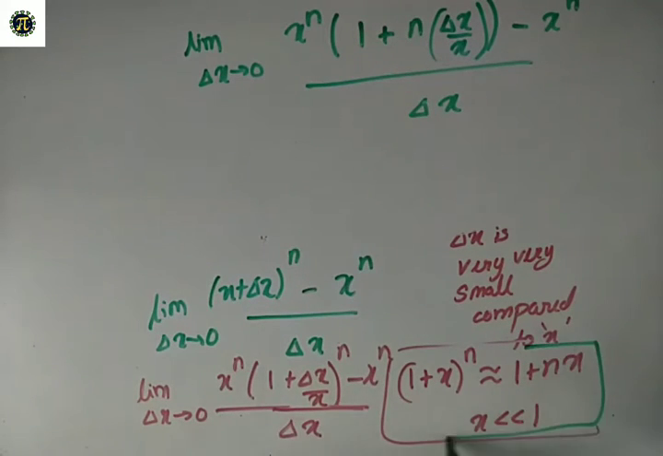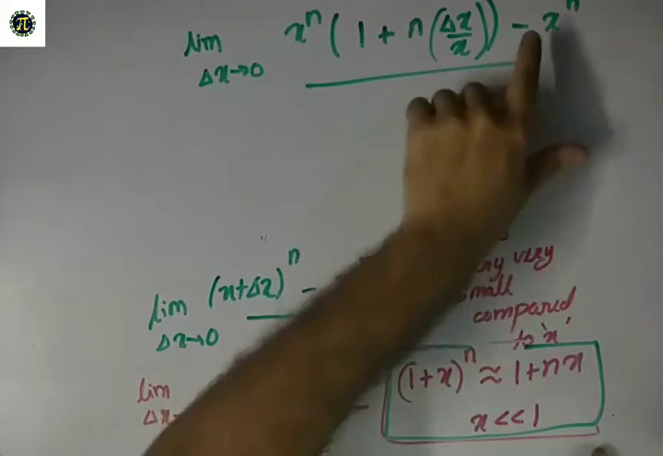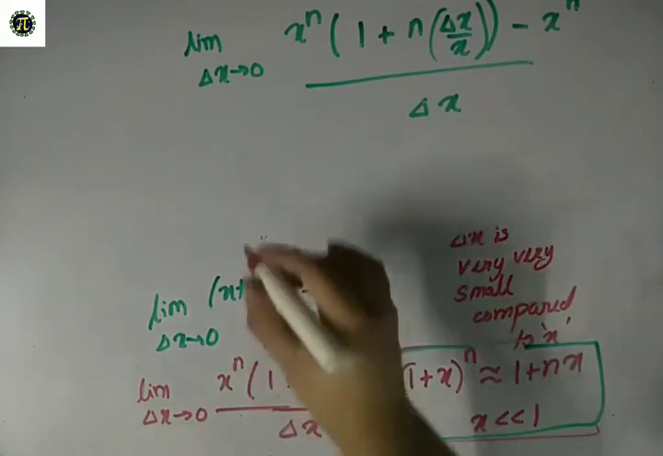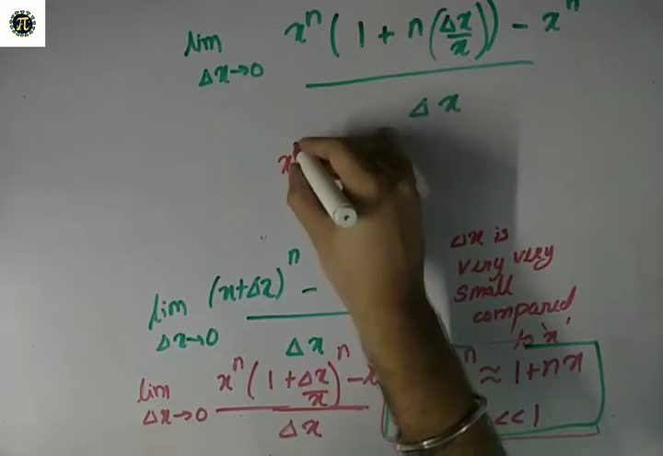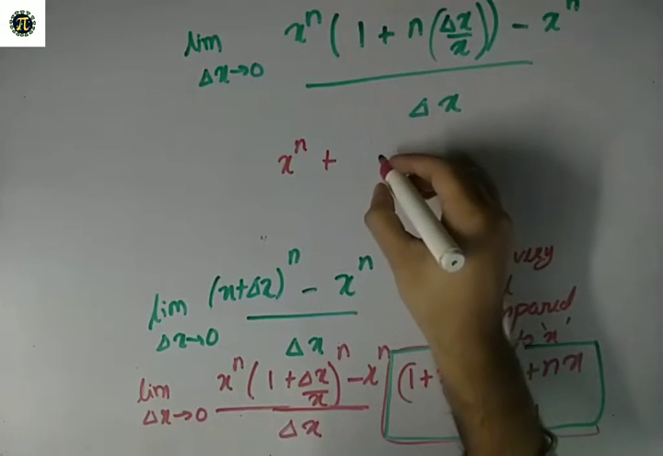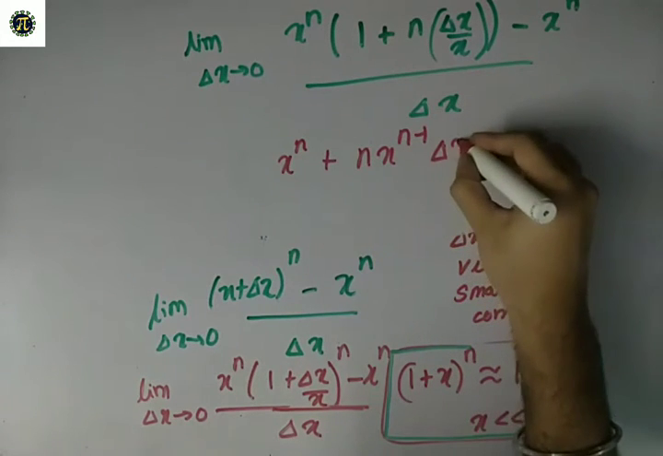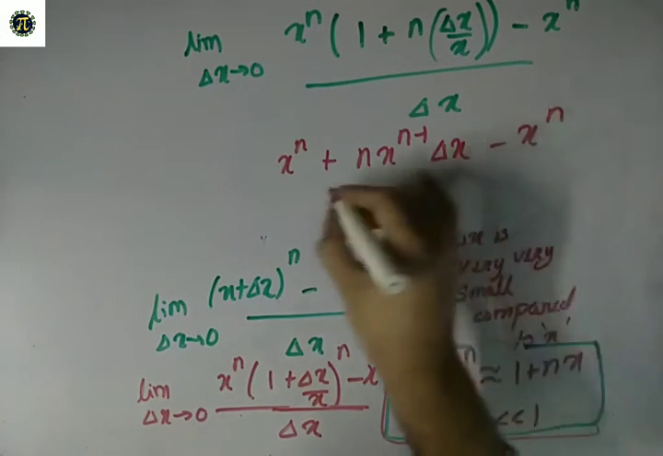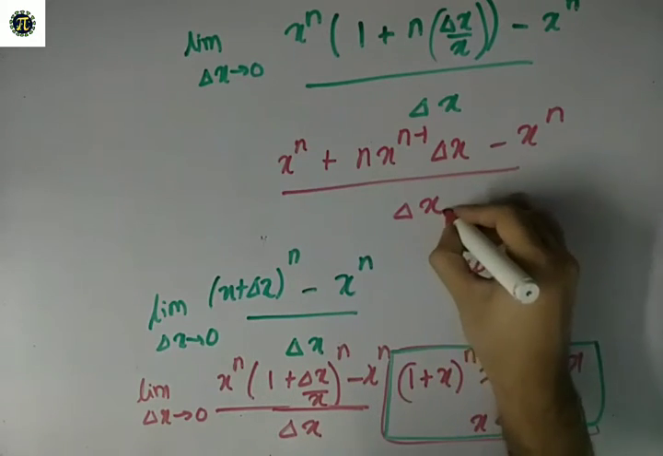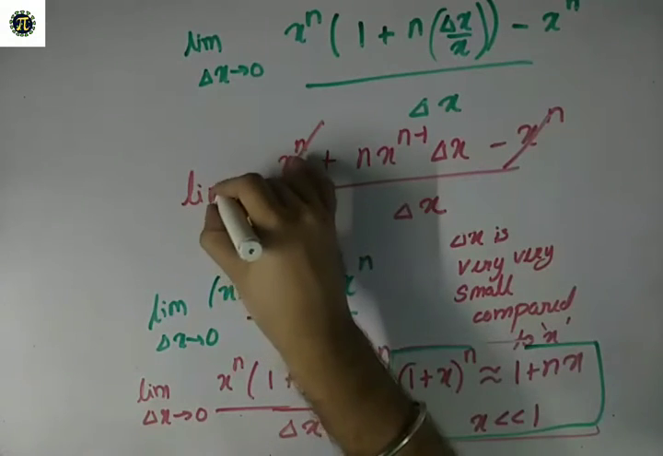We have used just this formula: if we have 1 plus something and this something is very small, we can bring the n inside. We open the bracket, x to the power n, and here one x will cancel, so we have x to the power n minus 1. So we have n times x to the power n minus 1 delta x, minus x to the power n, by delta x, and we cancel these two terms. We can divide by delta x now.